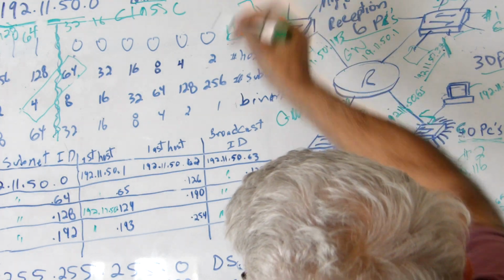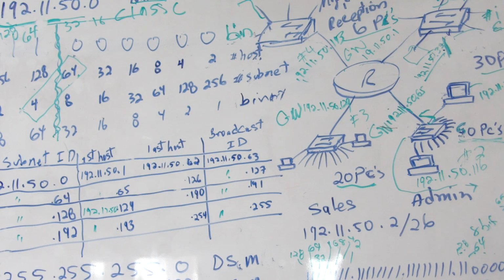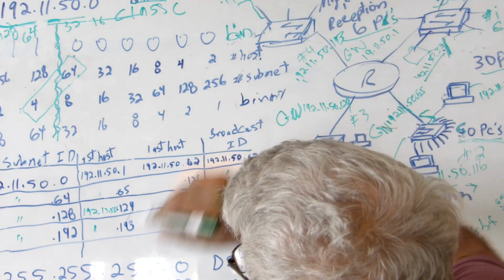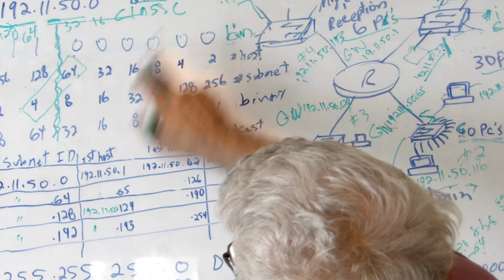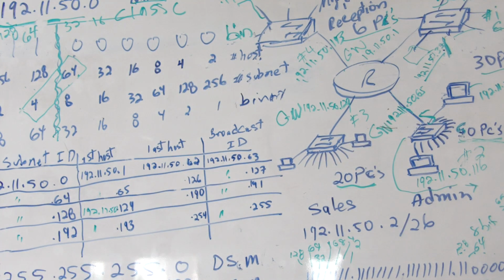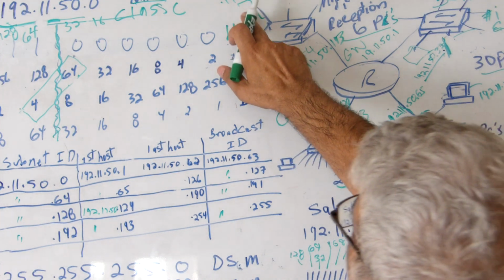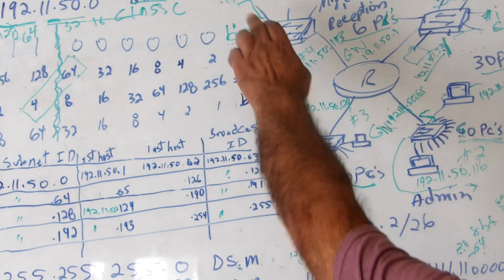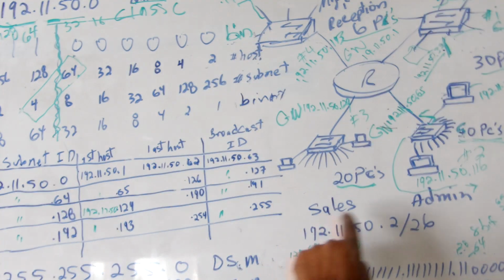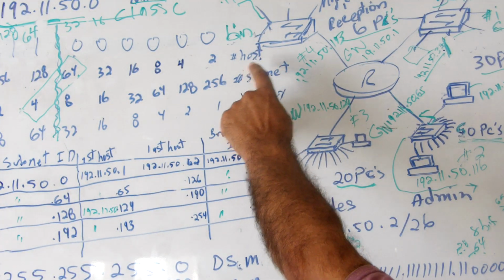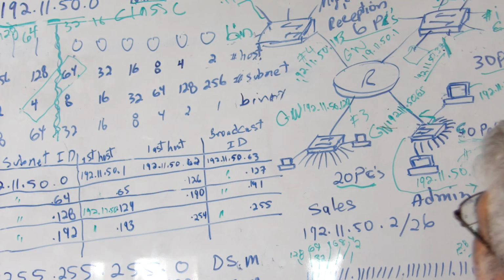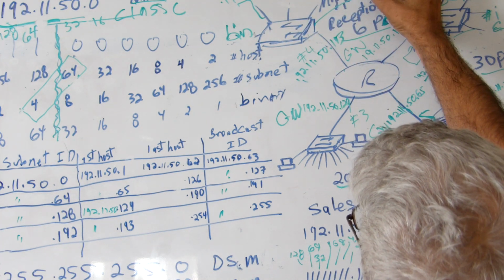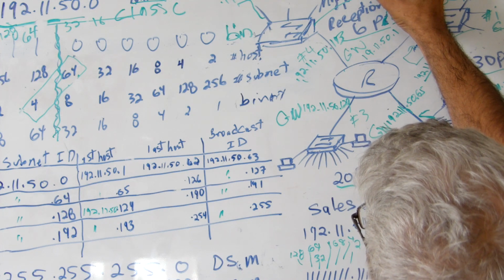But for the computers here, the PCs, it starts from 0.94. 192.11.50.94 is going to be the first host, and then how many does it have? It has 6 hosts. So the last one is going to be 200. There are 6 hosts, the last host is 0.200.